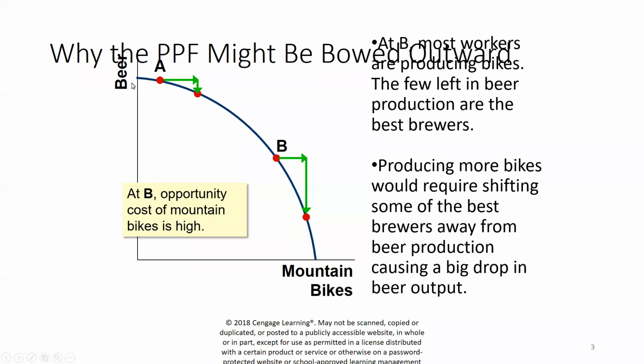Now, if the curve is bowed out like this, it means there's a constant increase in cost.